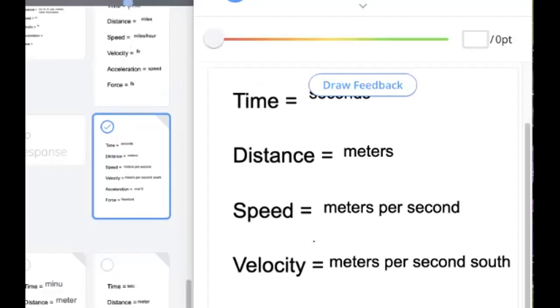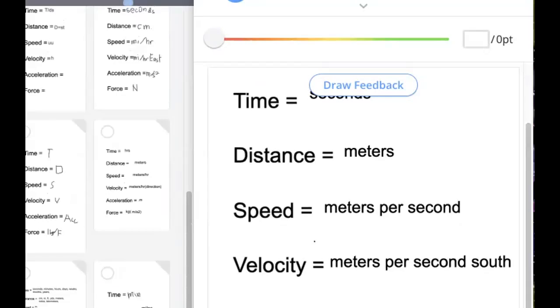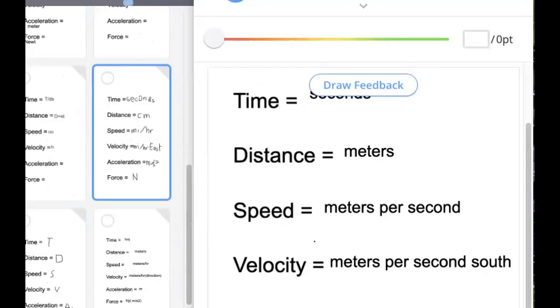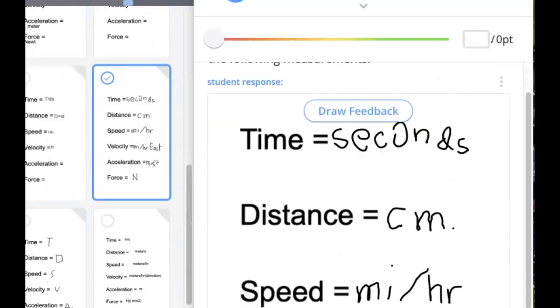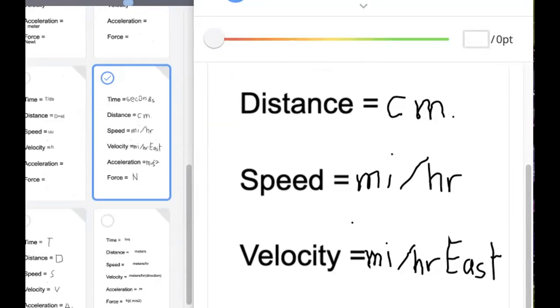So I'm looking at what you guys wrote over here. A lot of you left it blank. We want to add on there. Here we go. The student put miles per hour east. Good. So we have the speed with direction for this one here. All right. Acceleration. This was the extra credit of your quiz.